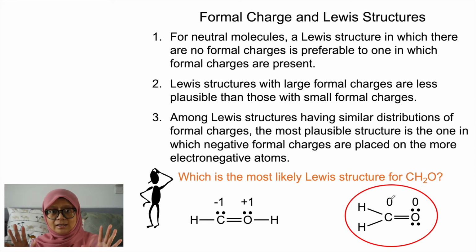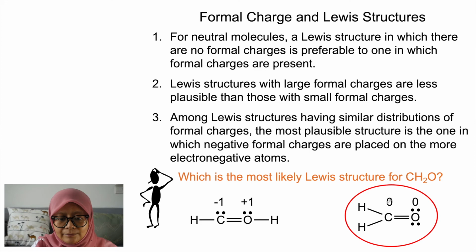The best one is 0, neutral, 0. And then among Lewis structures having similar distribution of formal charges, the most plausible structure is the one in which negative formal charges are placed on the more electronegative atom. So you need to identify these 3 factors in order to determine the most stable Lewis structure.